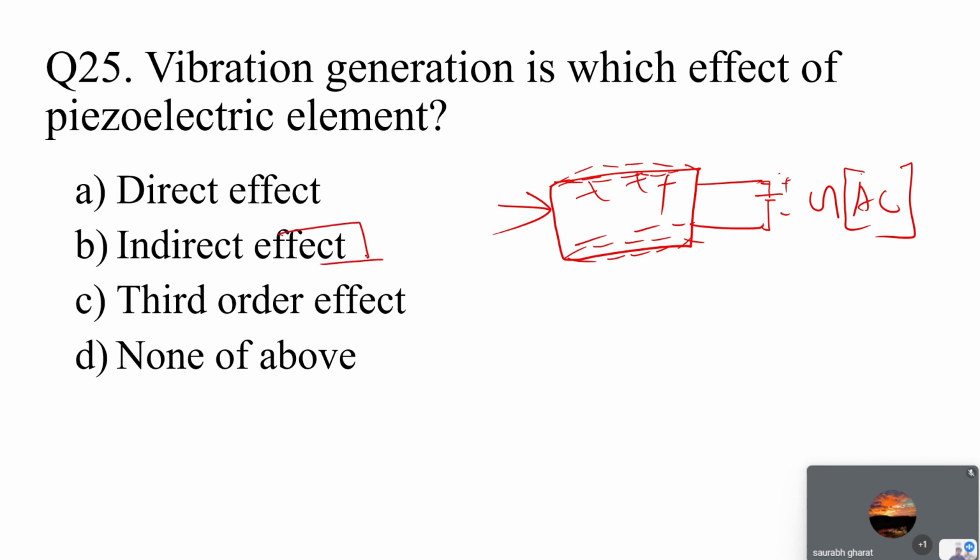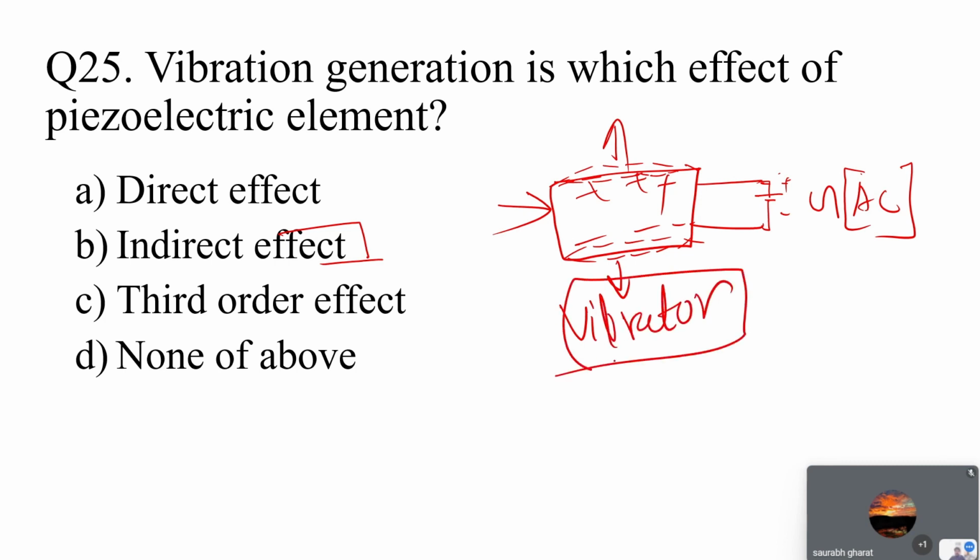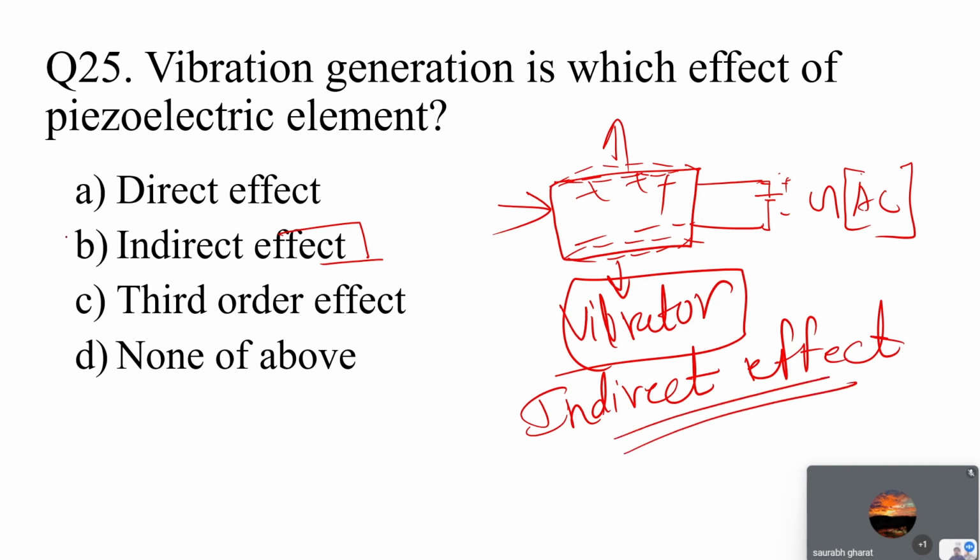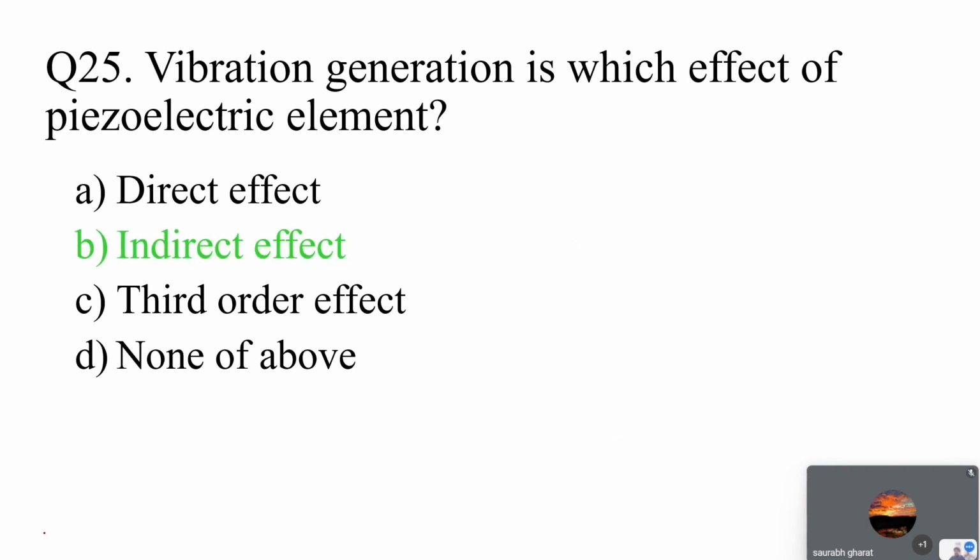The direct effect I already told you, which is the transducer. Here you are getting a vibration, so it is called a vibrator. So which effect is this? This is an indirect effect. It is mentioned in the slides clearly. So indirect effect would be the correct answer.